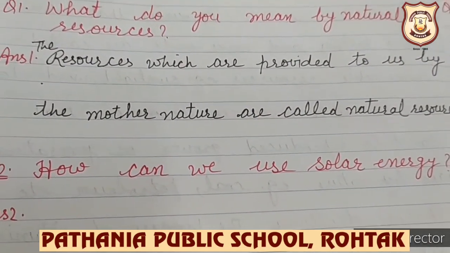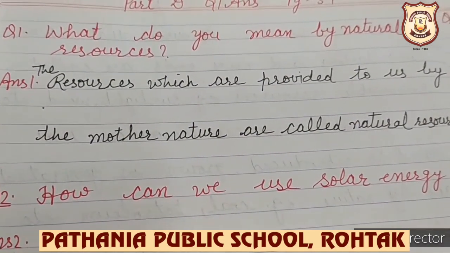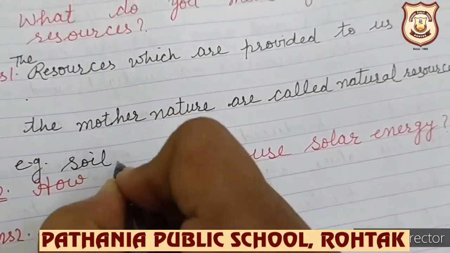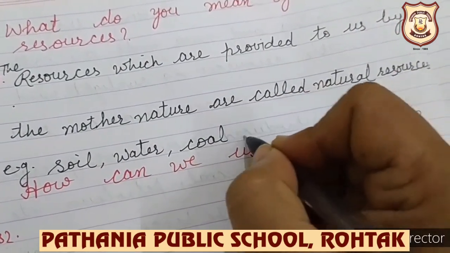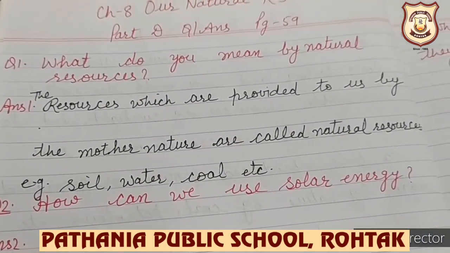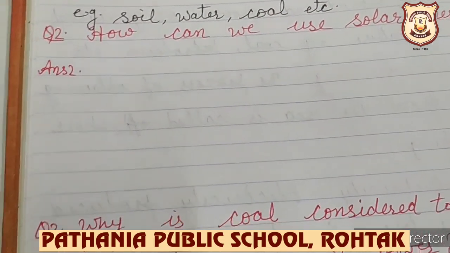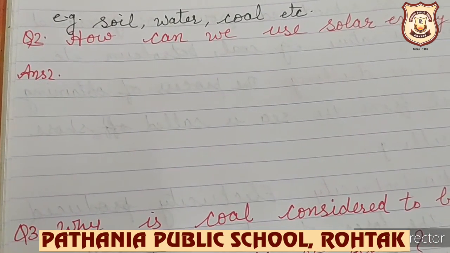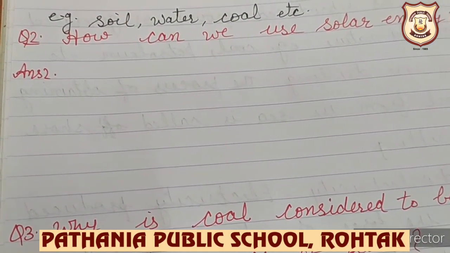And children, you can write examples also for it. Anything you can write. Soil, e.g. soil, water, coal, etc. These are the example of natural resources. Okay, children. So now we have done question number 1 and now we are doing question number 2. Part D, question number 2, we are doing how can we use solar energy.